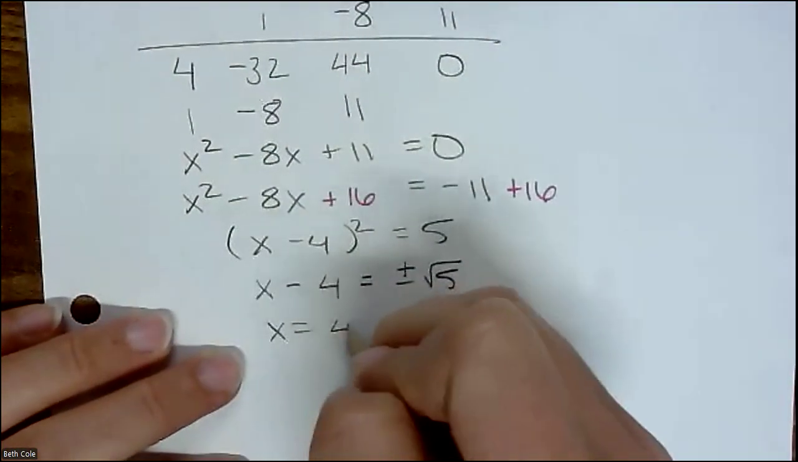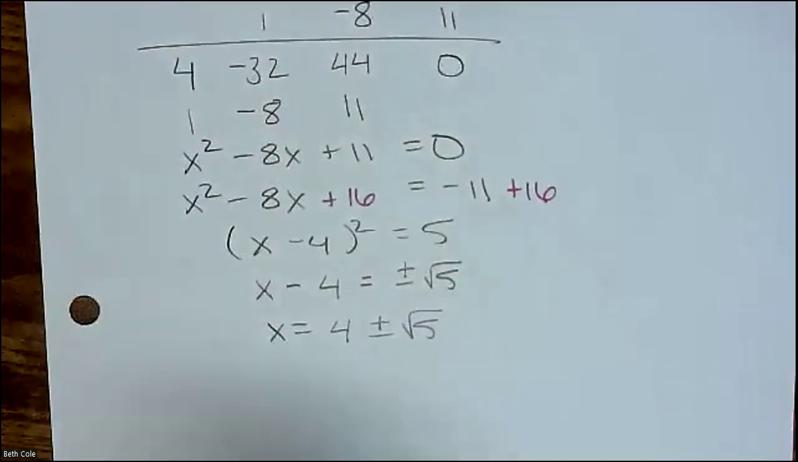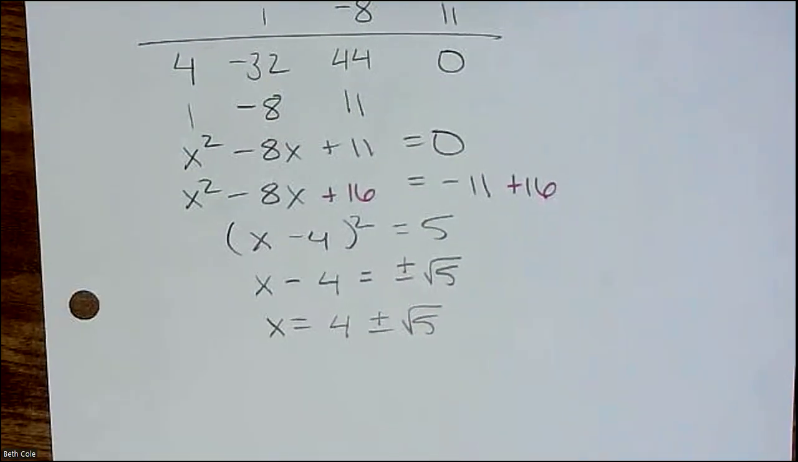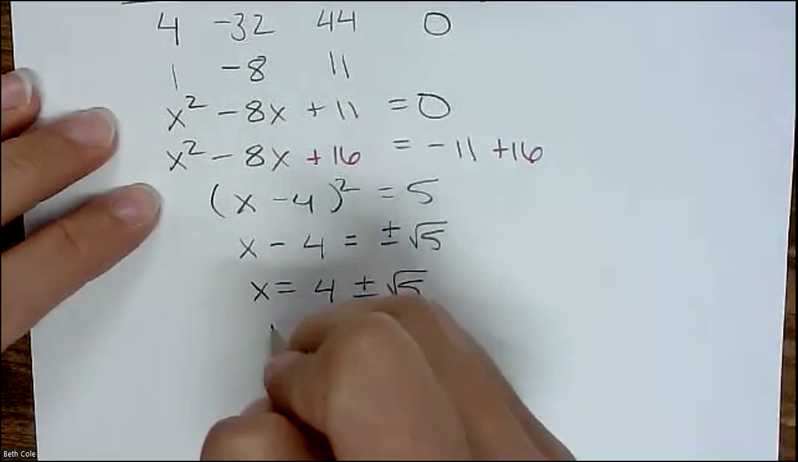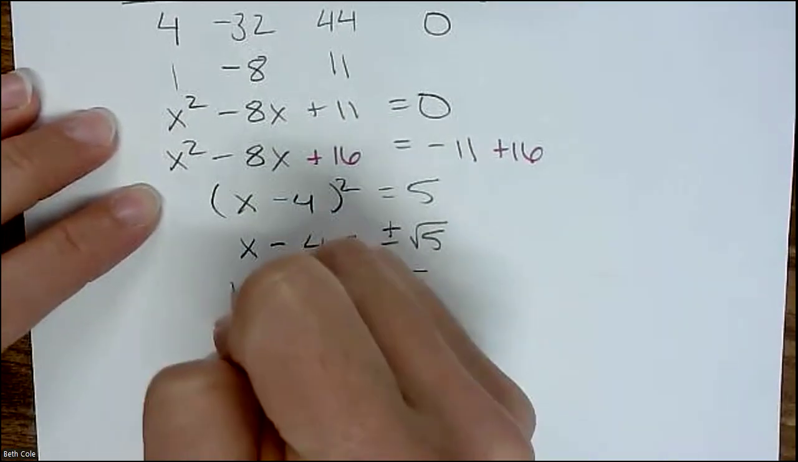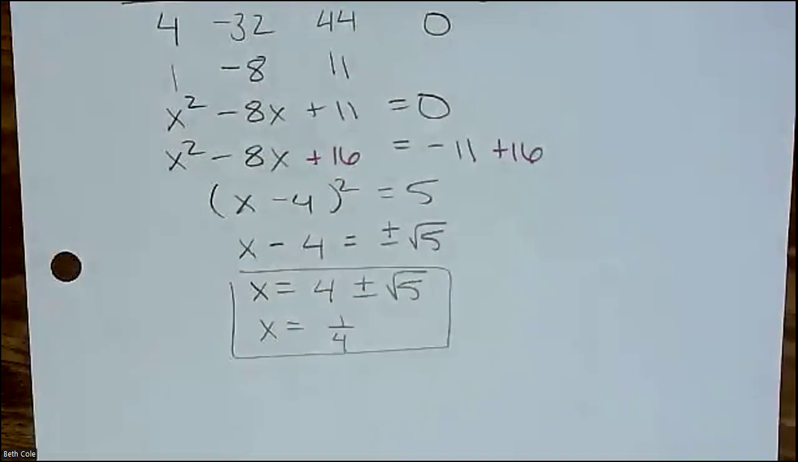You're going to add the 4 over. All right, 4 plus and minus square root of 5. How many answers is that? 2. How many were we supposed to get? 3. So what's the other one? The 1/4 that we put in the little box in the first place.